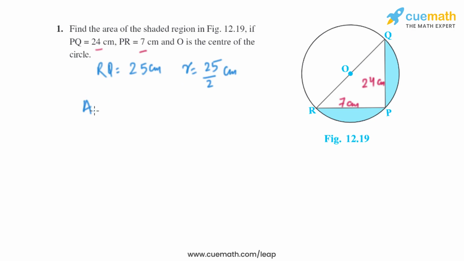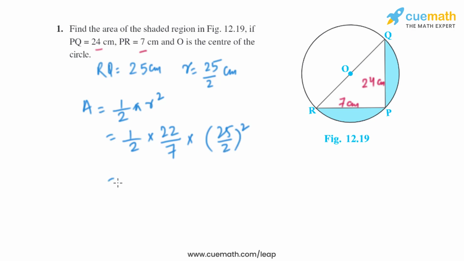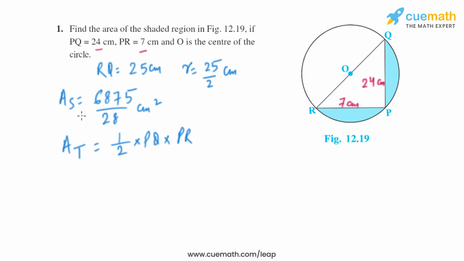Now we can easily find the area of the semicircle. We know that it is 1 by 2 pi r square. So it is 1 by 2. We'll take the value of pi as 22 by 7 and the radius, we know, is 25 divided by 2 whole square. And on solving this, we'll get the area of the semicircle as 6875 divided by 28 square centimeters. So we have got the area of the semicircle. Let's name it as AS.